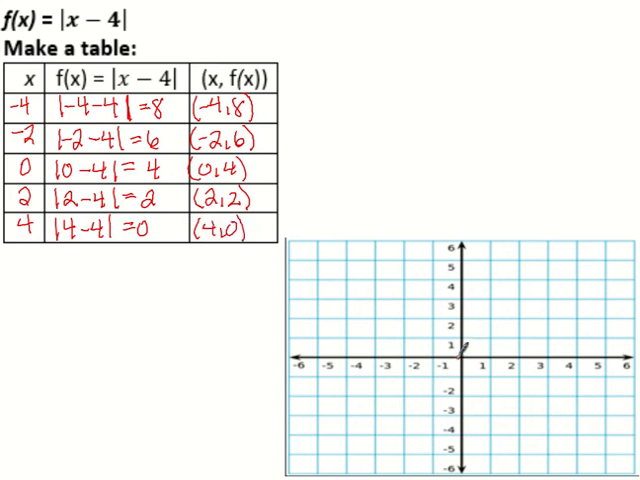So I can't graph for -4, 8, it doesn't fit, but I can graph -2, 6, and I can graph 0, 4, and I can graph 2, 2, and I can graph 4, 0. And I just realized we don't even have another point on the other side for our V, so let's add 6. If I go 6 minus 4, that's going to get me 2. Absolute value of 2 is 2, and we have the point 6, 2. And there's my other side of my V.